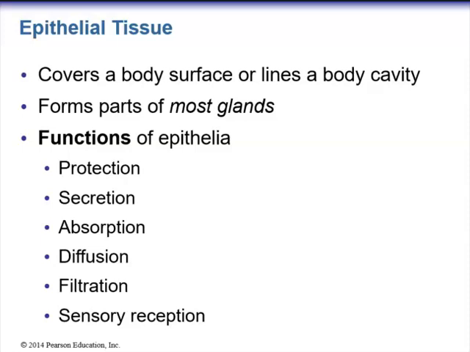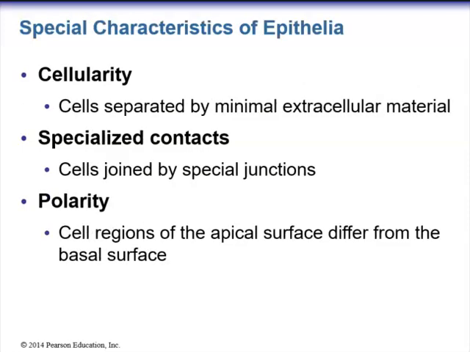Epithelial tissue, its main function is for covering. Epithelial tissue covers a body surface or lines a body cavity. It also forms parts of most glands. Functions of epithelia include protection, secretion, absorption, diffusion, filtration, and sensory reception. We have special characteristics of epithelia, one of them being cellularity. Cells are separated by minimal extracellular material, and epithelia are composed almost entirely of cells. So we have a lot of cells separated by a small amount of extracellular material.